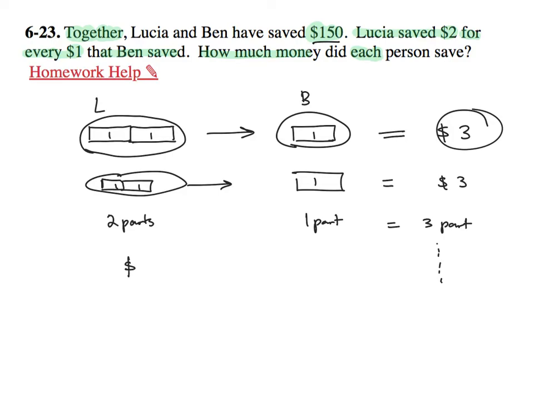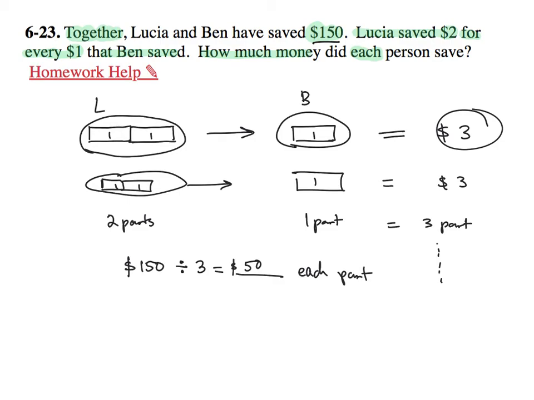So here's an idea. If we divide 150 by 3, what do we get in terms of money? That's going to be each part, right? So each part, it will be 50, it will be $50.